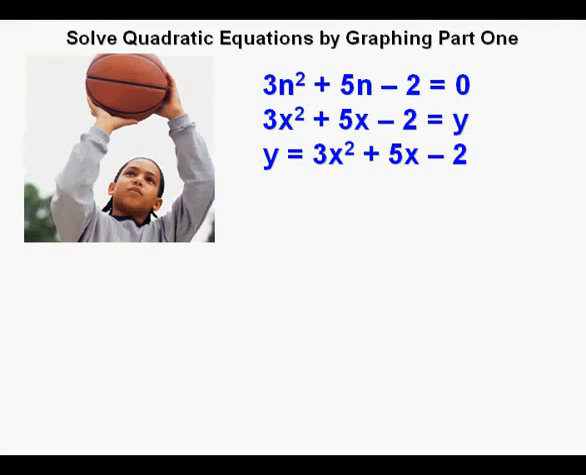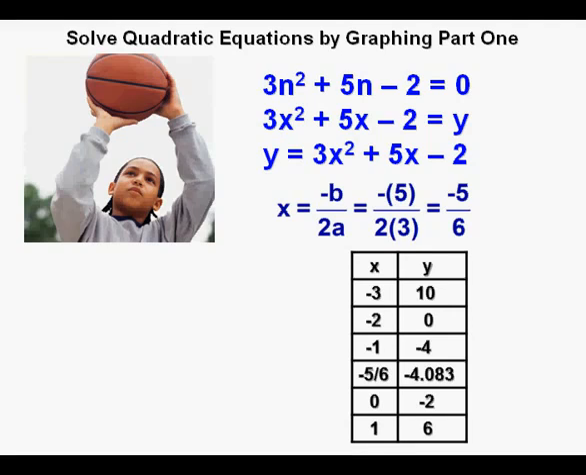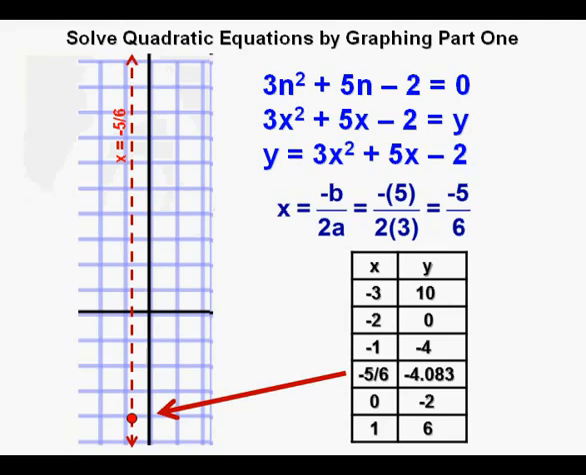Then he switches it around to get the dependent variable on the left side. He locates the axis of symmetry using the formula x equals negative b over 2a, and with an a of 3 and b of 5, this is what he gets, an axis of symmetry of x equals negative 5/6. Here's a table with the vertex and all the other adjacent values filled in. Here's the axis of symmetry of x equals negative 5/6 with the vertex of negative 5/6, comma, negative 4 and 1/12. And here are all the other points from the table plotted on the coordinate grid.